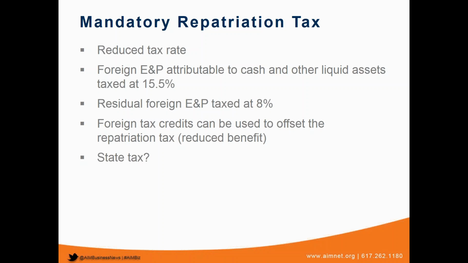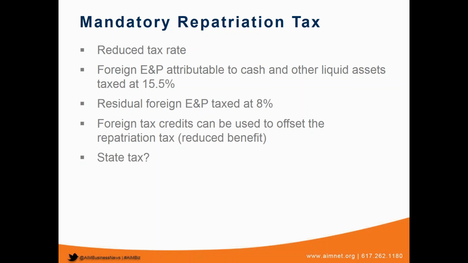And so this repatriation tax, it's taxed at a reduced rate. Once you figure out what your total foreign E&P, earnings and profits, is for the applicable period, going back to the last time the law was changed, of this magnitude, you then have two buckets. You have things that are considered liquid assets, which is cash equivalents, receivables. Those are taxed at 15.5%, and then whatever's left is taxed at 8%.